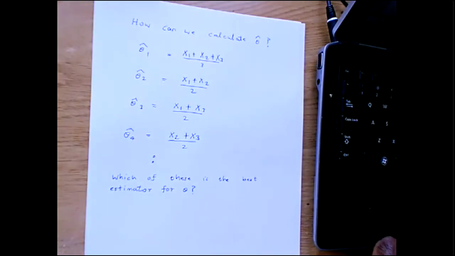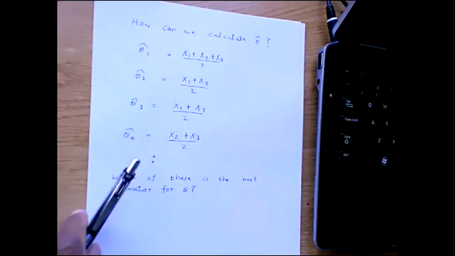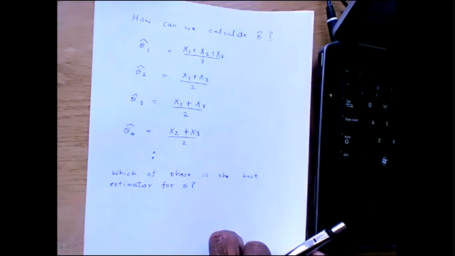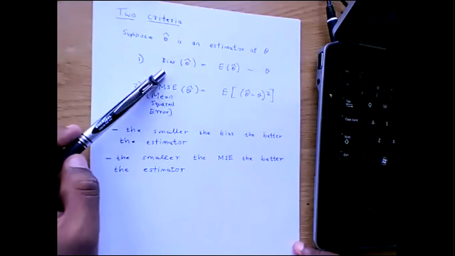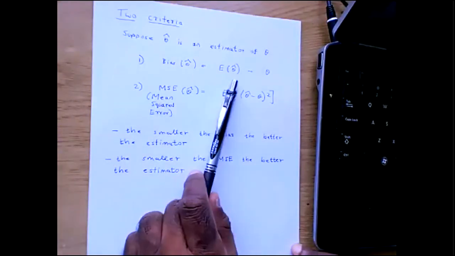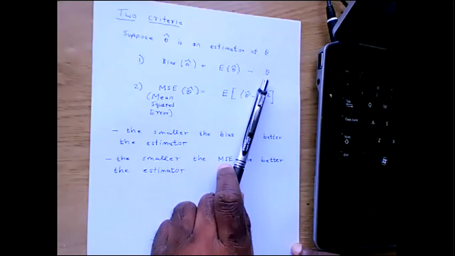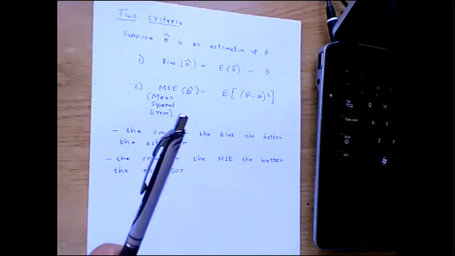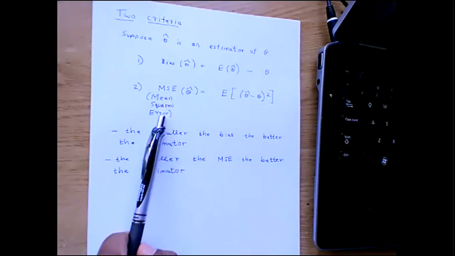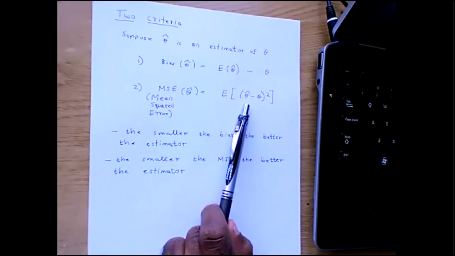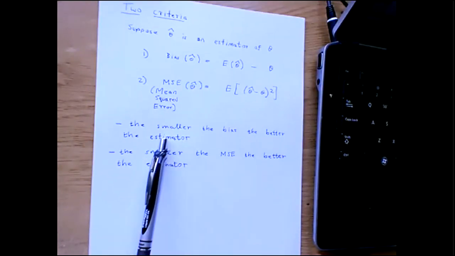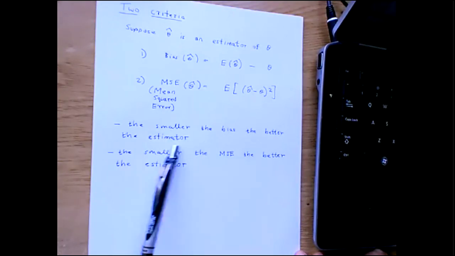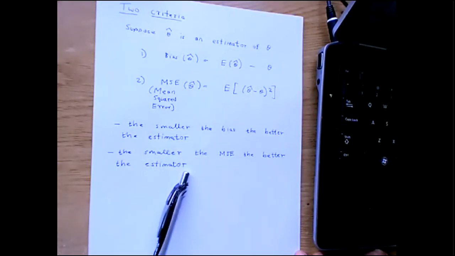Now the question is, which of these estimators is good and which is not? How do we know which of them is the best? To answer that question, I introduce 2 criteria. The first criterion is known as the bias, and is defined as the expectation of theta hat minus the true parameter. The second is known as the MSE, or the mean squared error, and is defined as this. The smaller the values of these 2, the better the estimator. So the smaller the bias, the better the estimator. The smaller the MSE, the better the estimator.